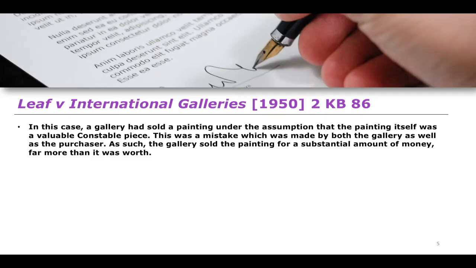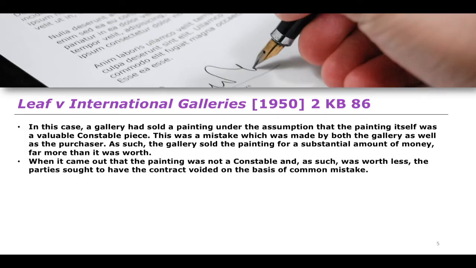It was something else. The problem here is that both the gallery and the purchaser had sold the painting under the assumption that it was a very valuable piece of classical art, which meant that the painting was sold for a substantial amount of money. In fact, it was sold for far, far more money than it was actually worth.